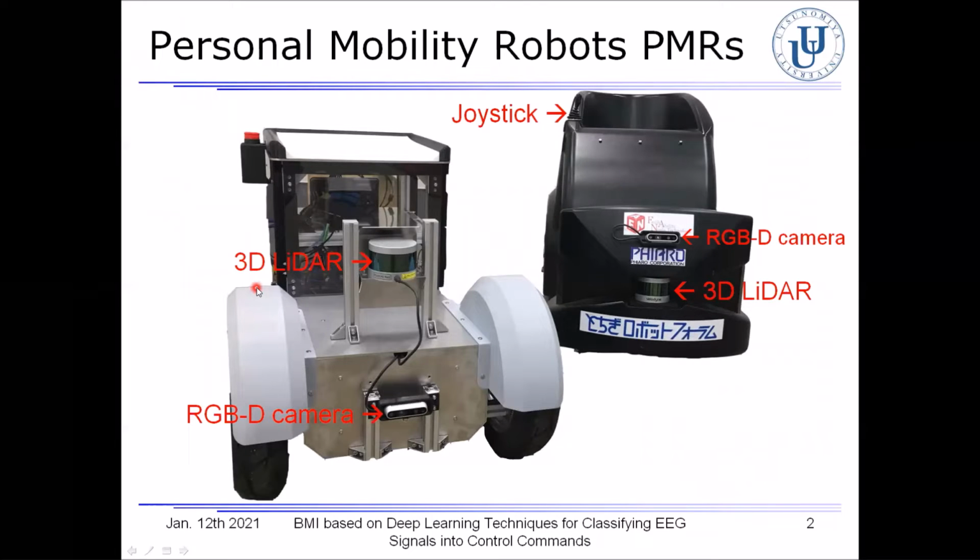Okay, so we have thus far developed different types of transporters, as you can see here in this picture, which are called personal mobility robots, PMRs. These robots are equipped with a 3D LiDAR sensor here, and an RGB camera here, and a joystick.